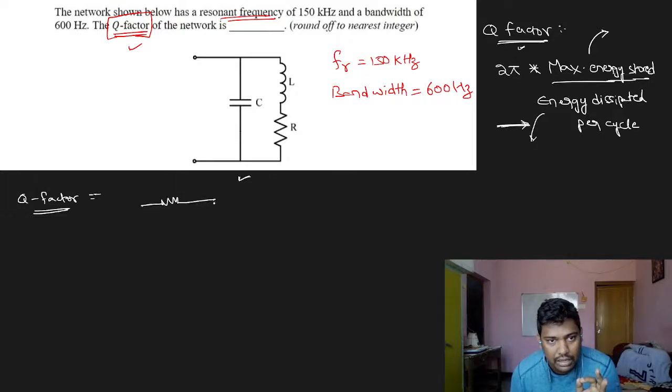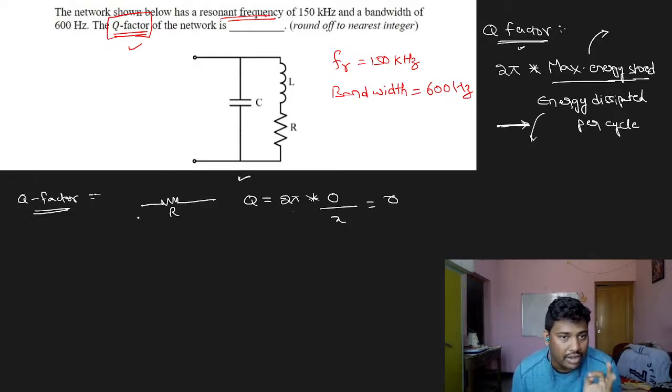Let me take a resistor. What is the Q factor for this? 2 pi into, is energy stored in a resistor or not? No. So energy stored is 0, and there will be some energy dissipated, which we don't know, so let it be some x. Now the answer will be 2 pi into 0, so the answer will be 0. So for a purely resistive circuit, the Q factor should be 0.